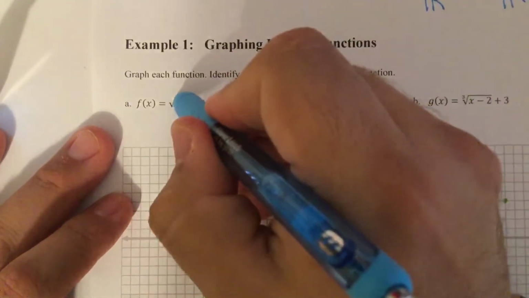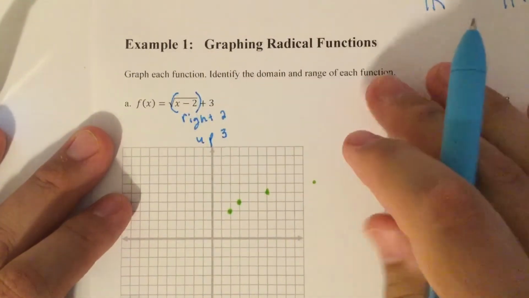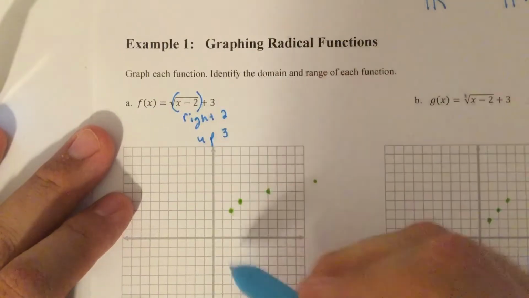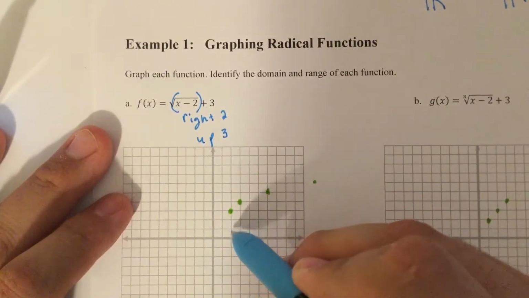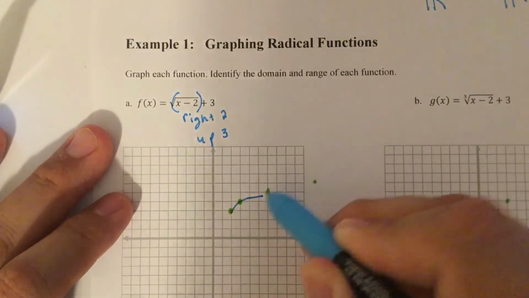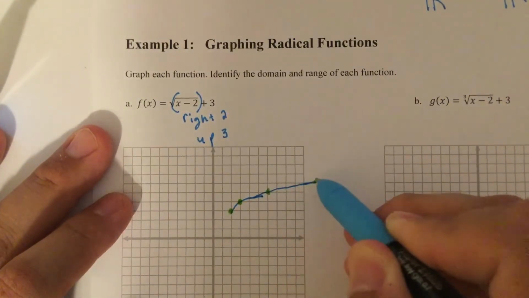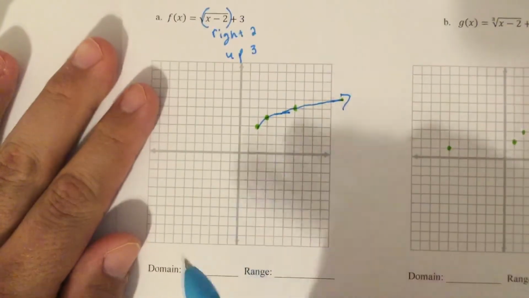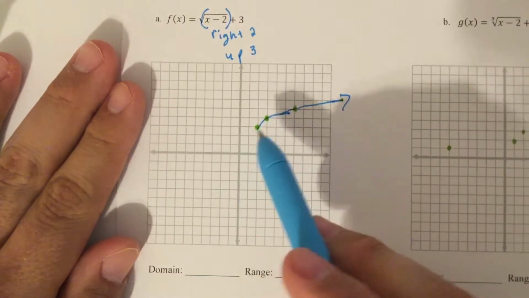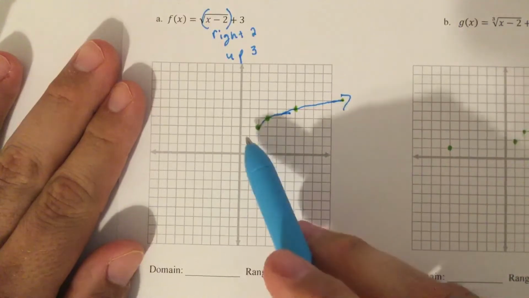You want to treat this as if that's the parentheses, right? Remember we used to do that back in the day? Okay, so from the parent function 0, 0, we go right 2, 1, 2, up 3. And that's how we did it. We did every single point like that. Okay? So you'll notice that the domain and range is different here because we shifted. Okay, shifted right 2 and up 3.